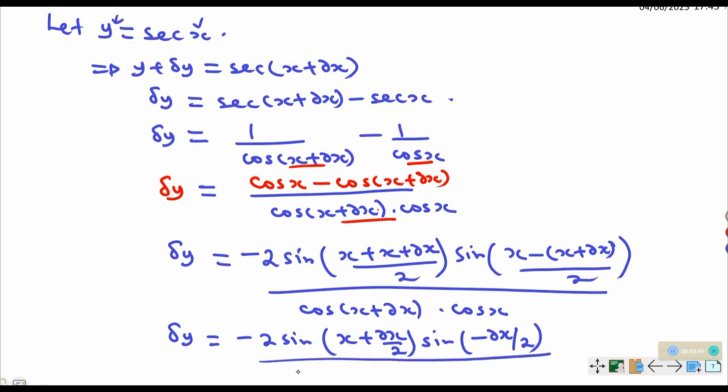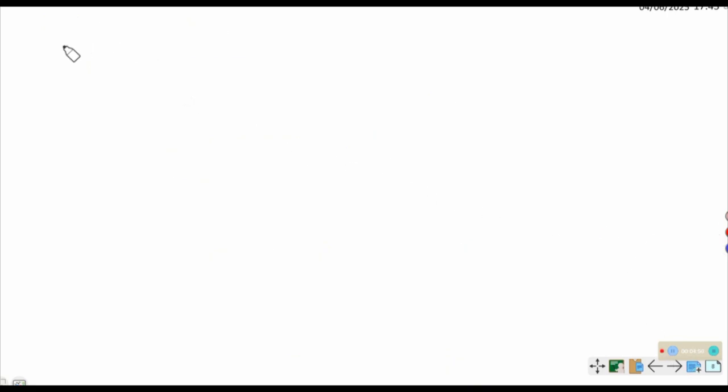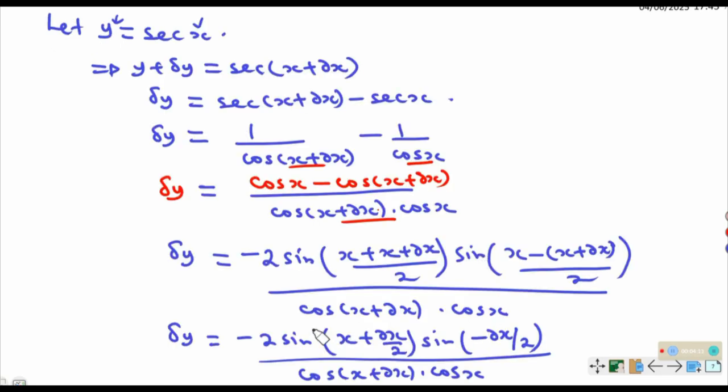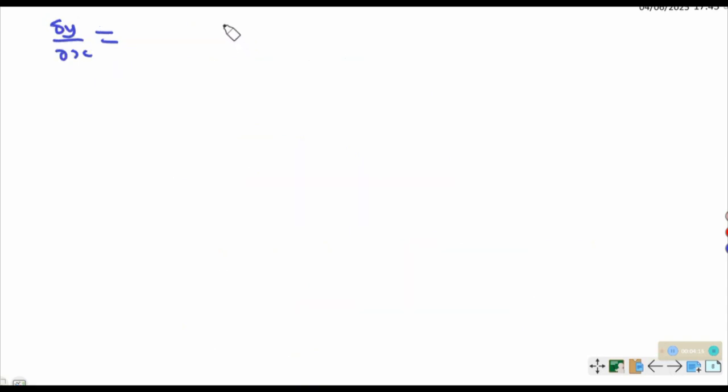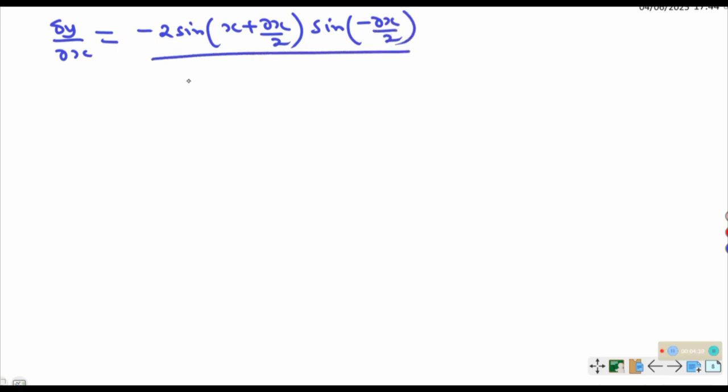But the whole of this expression is divided by cos of x plus delta x times cos of x. So that will be delta y. The next procedure will be to divide through by delta x. So dividing through by delta x, we shall have delta y upon delta x is the same as, here we are having -2 sine of x plus delta x upon 2, then sine of minus delta x upon 2. We are dividing by cos of x plus delta x, then times cos of x.